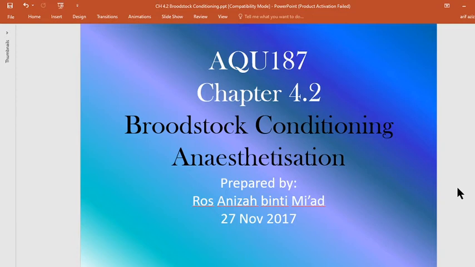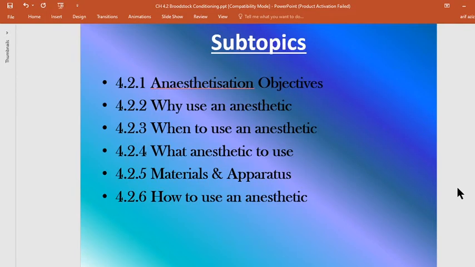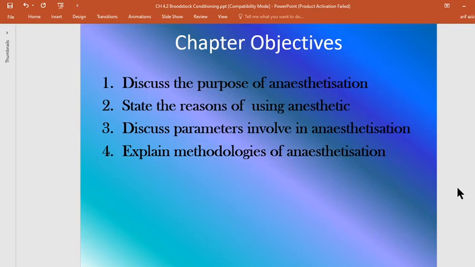Today I will start with the broodstock conditioning, which is anesthetization, or anesthetic. In this topic we will learn about the anesthetization objective, why we use an anesthetic, when to use an anesthetic, what type of anesthetic can be used, materials and apparatus, and the last one is how to use an anesthetic.